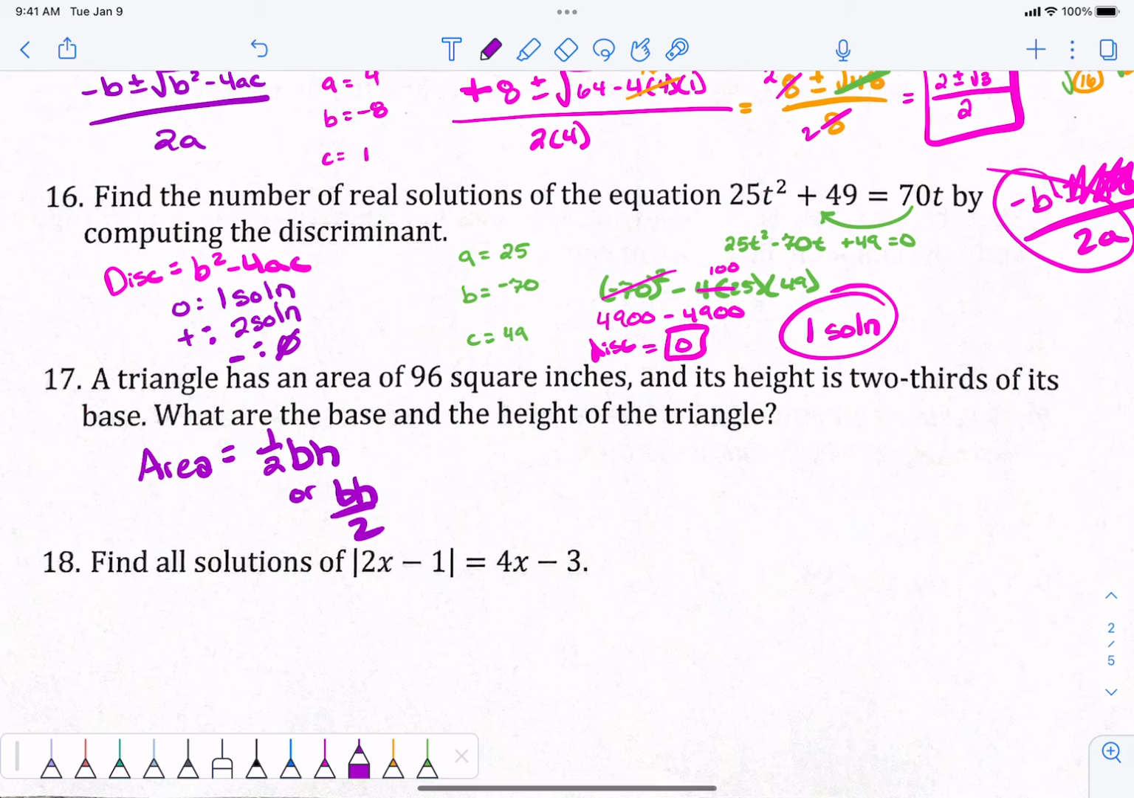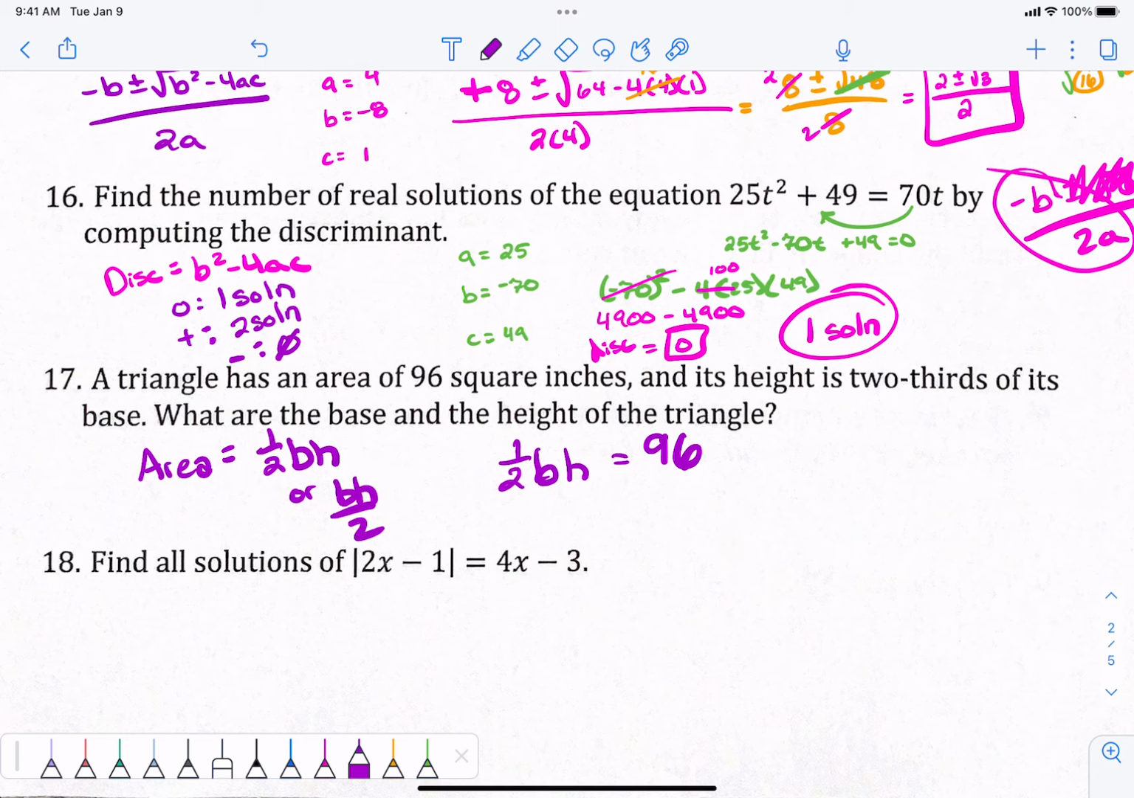Whichever one you want to do. One half base times height, and they're giving that to me. They're saying that is 96. So one half BH equals 96.